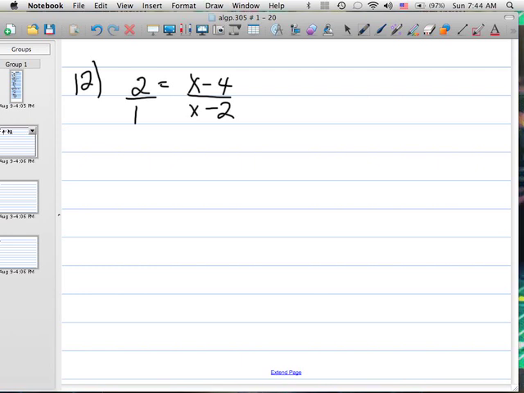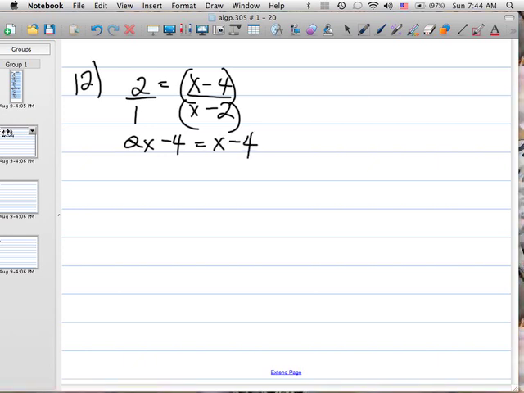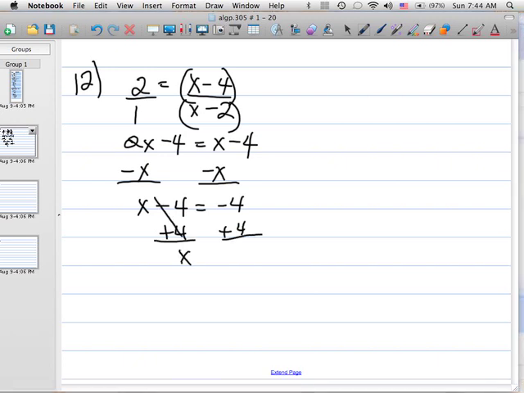Put the 2 over 1, and then we have a fraction equal to a fraction, so use cross products, and we get 2x minus 4. And cross products here, we get x minus 4. Getting the x's on one side, subtract x from both sides. Keeping this positive, we get x minus 4 equals negative 4. Add 4 to both sides to solve for x, and we get x equals 0.